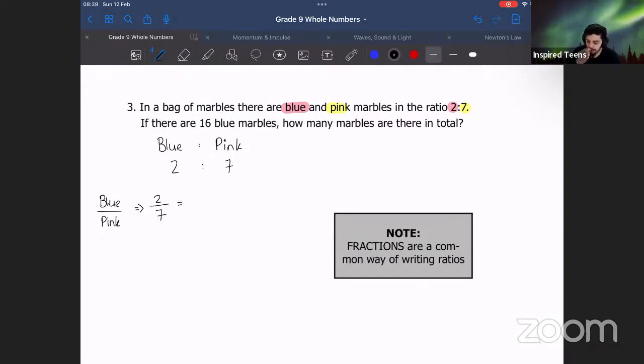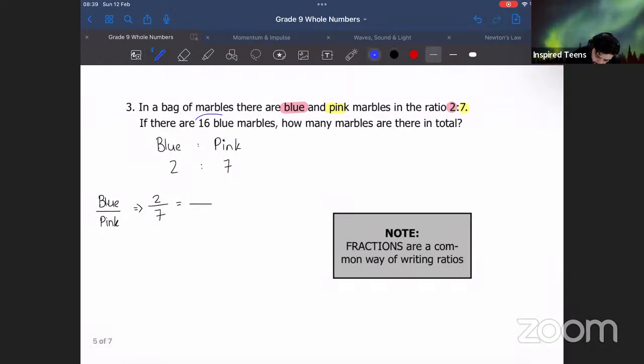So we can equate this to another fraction with the actual amount of blue marbles. Because we know that there are actually 16 blue marbles, we need to know that those 16 blue marbles are part of the ratio 2. So the 16 goes on top, it's basically the 2 ratio part. And the unknown pink marbles we can call P. So 2/7 is the ratio of blue to pink marbles, and 16 over an unknown amount of pink marbles has to follow the ratio because they tell us it's split in the 2:7 ratio.